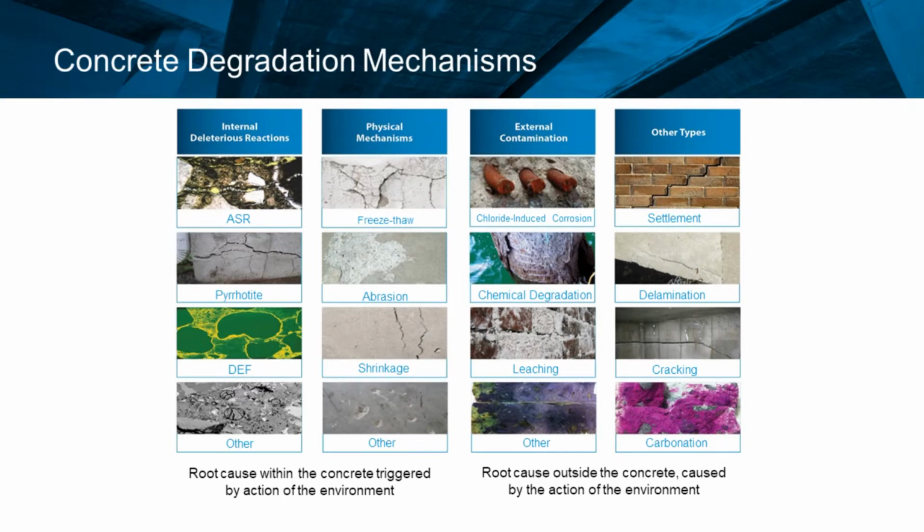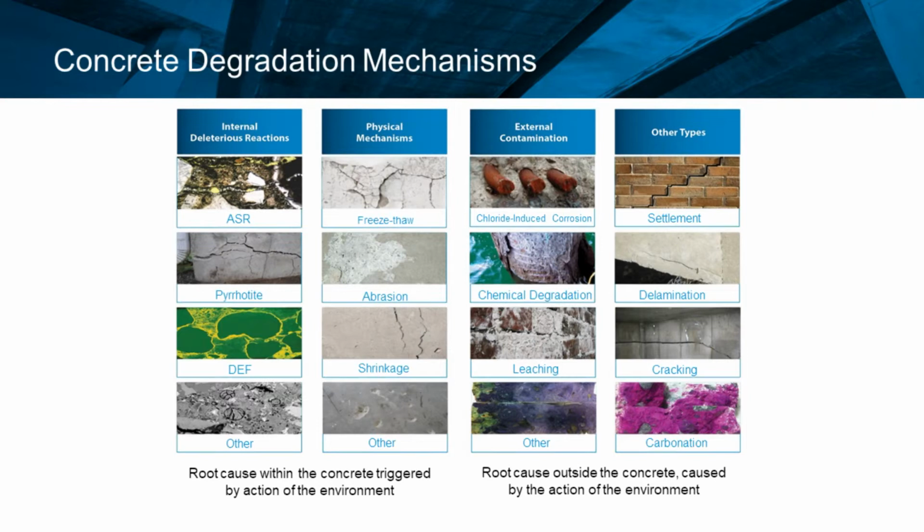The second column from the left is another type of problem that is within the concrete, but that can be triggered by the environment. But in that case, it's mainly a surface problem. So this can be erosion, freeze-thaw, or shrinkage. So it can affect the surface of the concrete, it can be repaired, it can stop. So we have some control, or more control, on these degradation mechanisms.